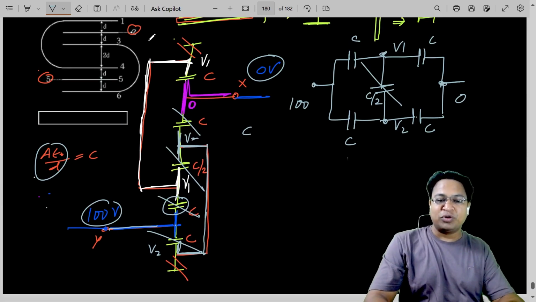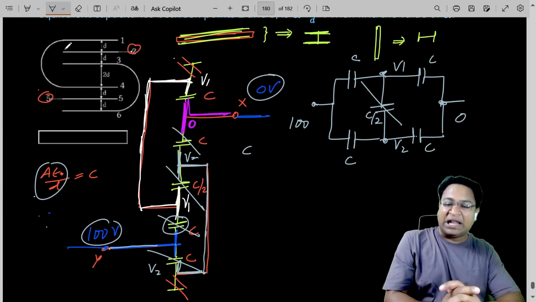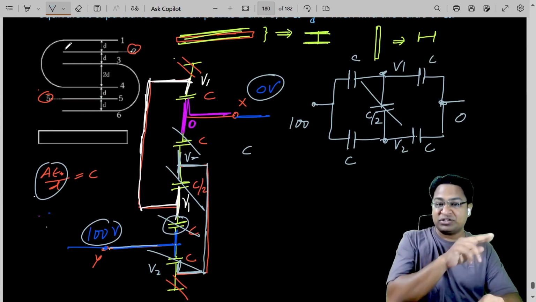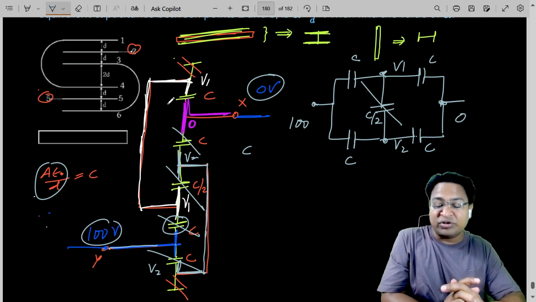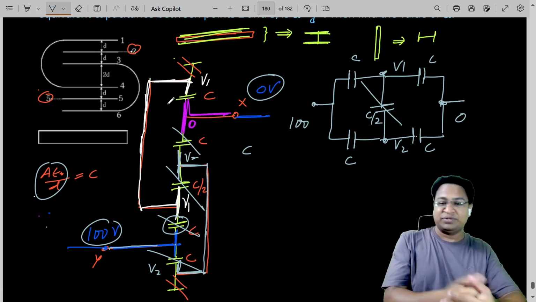More than the question, I hope you got this trick where you replace each plate by an alphabet I or alphabet H, depending upon whether the plate is horizontal or vertical. When you do that, you start looking at the circuit and then you can use your tricks of solving circuits to solve the question. All right.